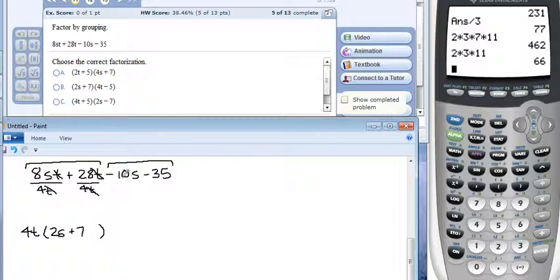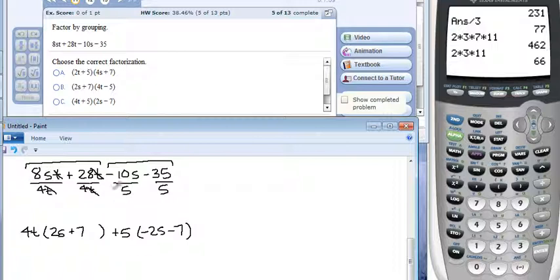Okay? Between a 10 and a 35, I have a 5 in common, right? I'm going to do this incorrectly on purpose to show you something. Between these two variables, I can't pull anything out, so I'm done. So I'm going to take out a positive 5. Negative 10 divided by 5 is a negative 2s. And a negative 35 divided by a positive 5 is a negative 7. Now remember, I said that these two pieces have to match, and they don't.